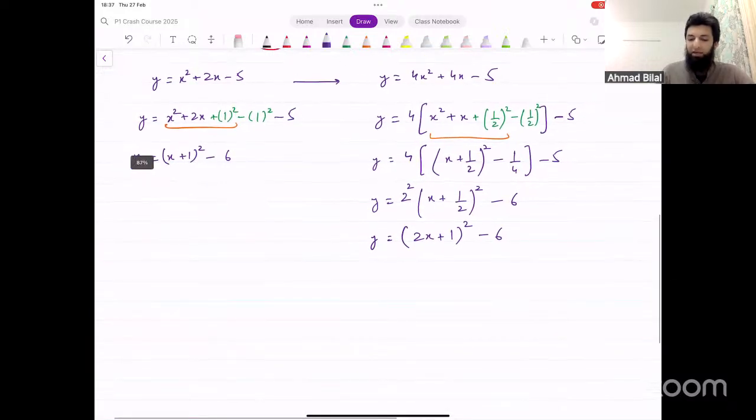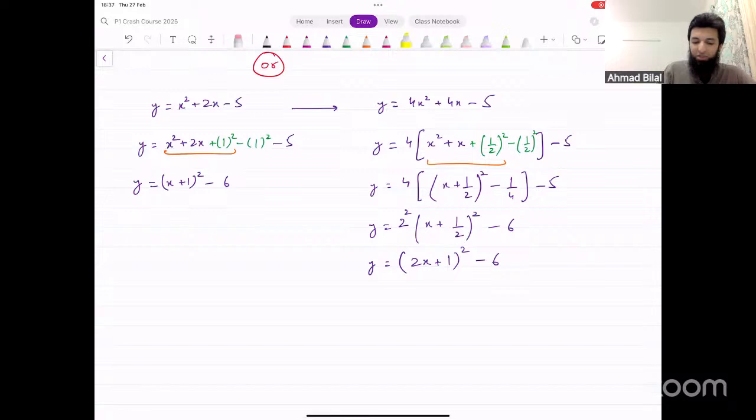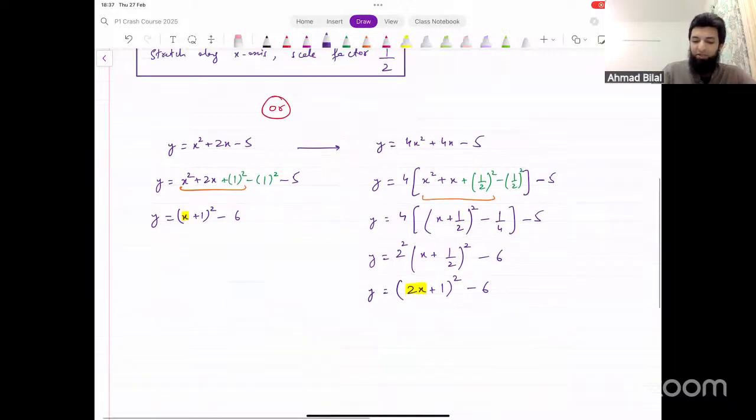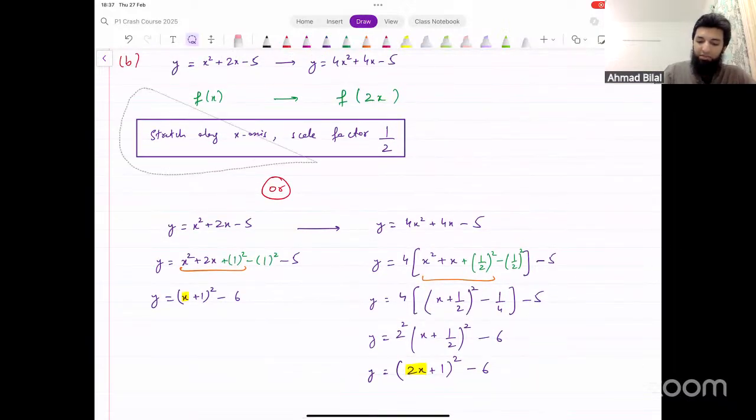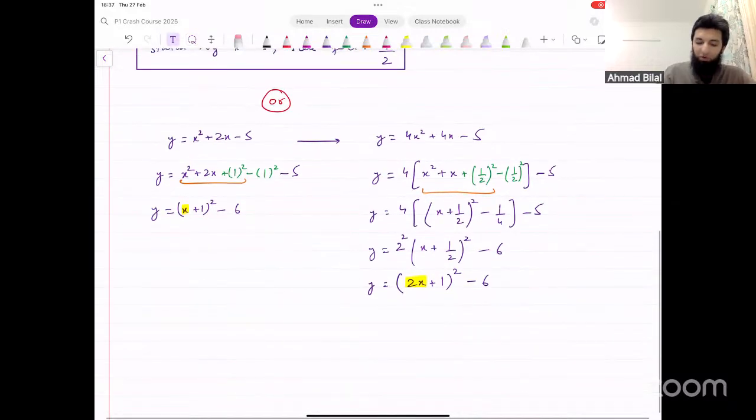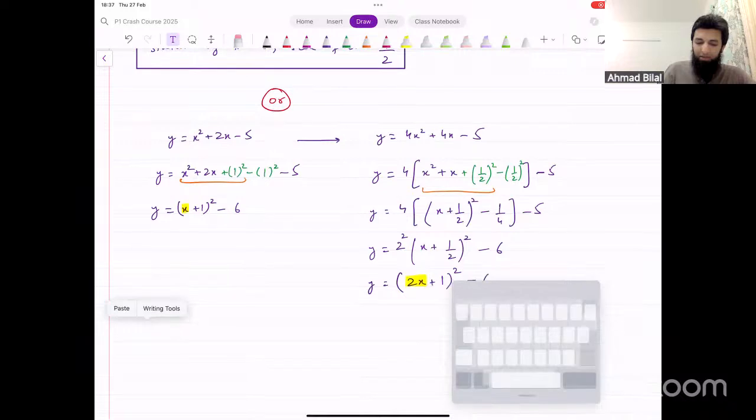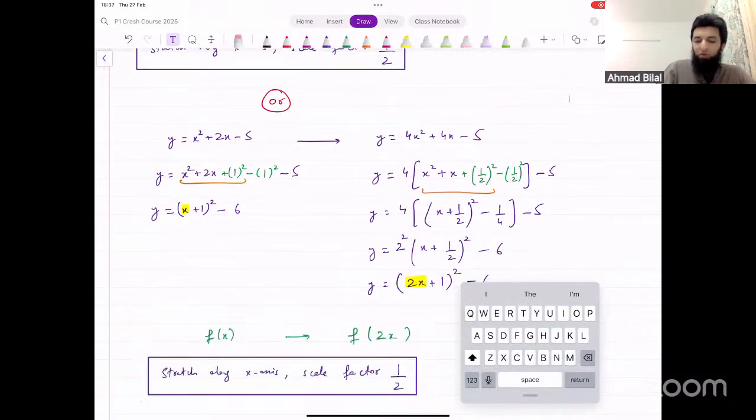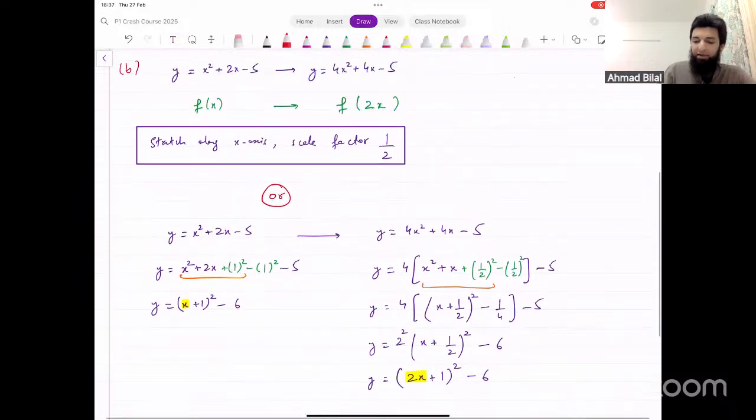That's what we get. And now you can spot what is changing. X is being replaced with 2x. So f of x is going to f of 2x. That means it's a stretch along x-axis, scale factor 1/2. Much longer than the previous method. In this case, you could have spotted it directly like this as well.